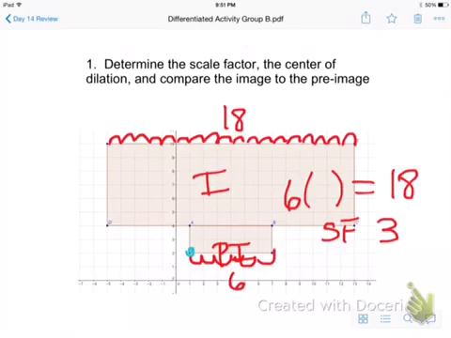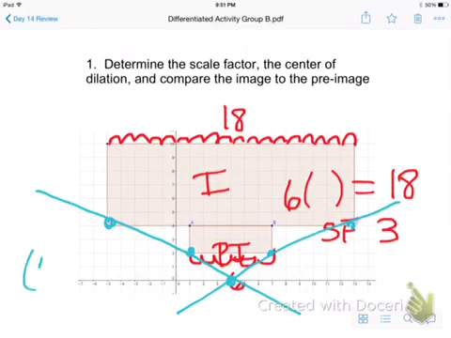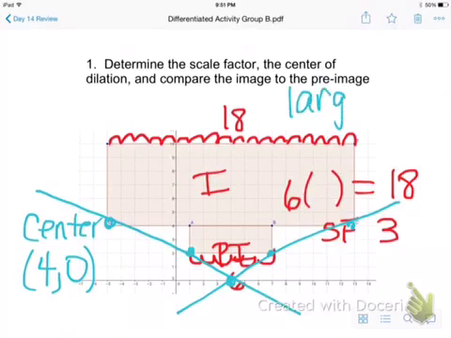corresponding vertices. So I can compare D and D prime, and I want to draw a line. And I could compare C and C prime, and I want to draw a line. So where the lines cross would be my center of dilation. So that's going to be the x-coordinate is 4, the y-coordinate is 0. That would be my center. And if I wanted to compare the image to the pre-image, I would say the image is larger than the pre-image, and I would say that it is farther from the center of dilation.